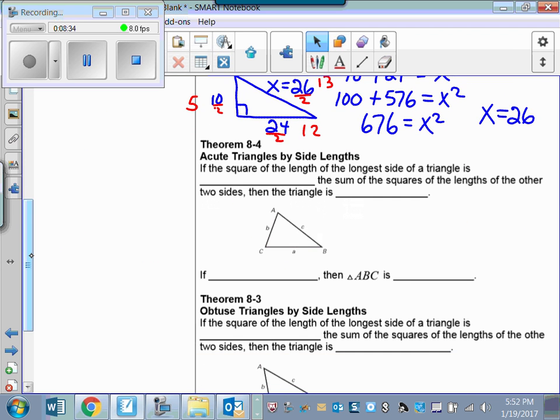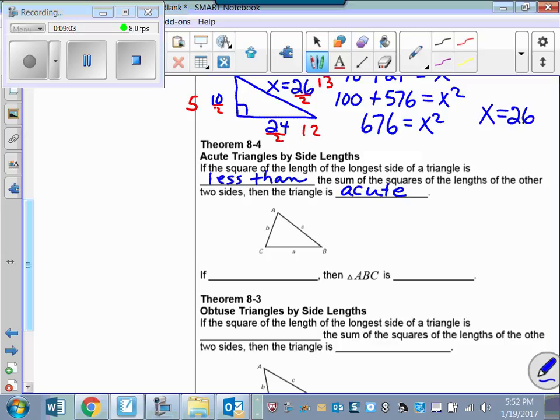Alrighty. So now we got another couple of theorems. The first one said, actually this is the second one, but I like to do it better by starting with the acute and then going to the obtuse. If the square of the length of the longest side of a triangle is less than the sum of the squares of the lengths of the other two sides, then I know the triangle is acute.